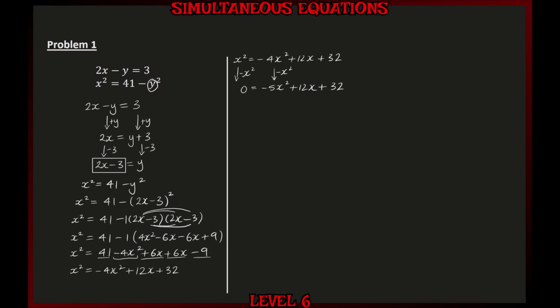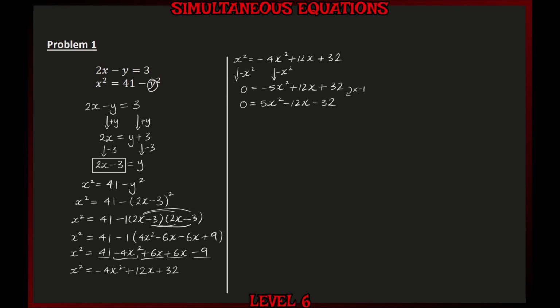Now, in equations like these, we'd like our x squared term to be positive. It often really helps. So to achieve this, we're going to multiply the whole of this equation by minus 1. And so this gives us 0 times minus 1 is 0. Minus 5 times minus 1 is just 5, so we have 5x squared. 12x times minus 1 is minus 12x. And 32 times minus 1 is minus 32.